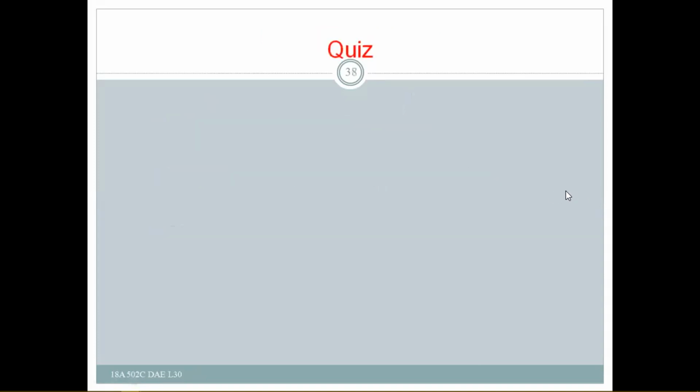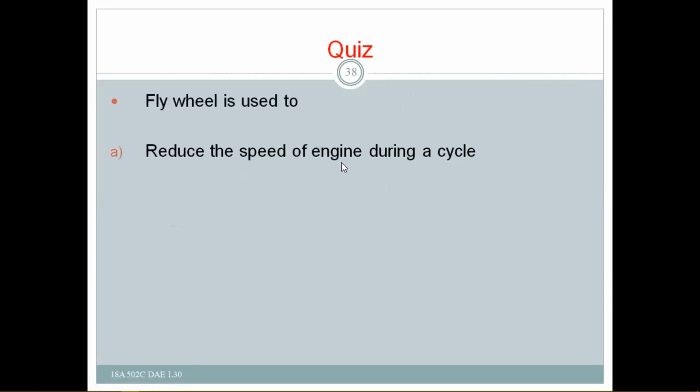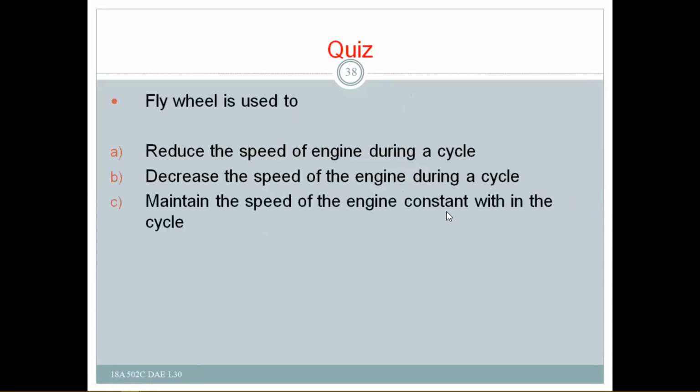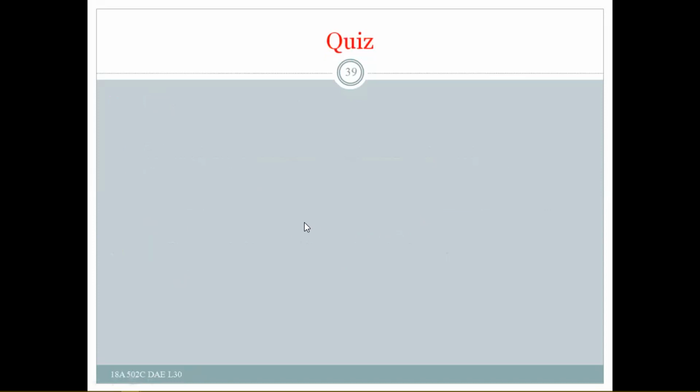Now let us have a small quiz on this lesson. The flywheel is used to: increase the speed of the engine during the cycle, decrease the speed of the engine during the cycle, maintain the speed of the engine constant within the cycle, or cannot control the speed of the engine. Which is the right answer as per the function of the flywheel? Here, it maintains the engine speed constant by reducing the fluctuation of the speeds, right? C should be the right answer.